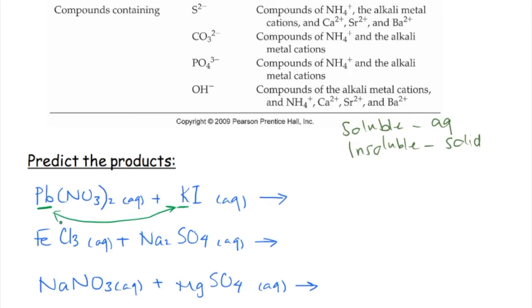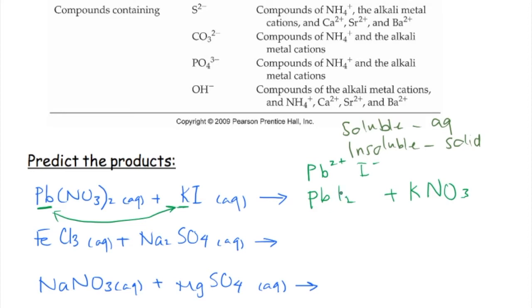So Pb is going to go with I. Pb is usually 2 plus, and I is 1 minus. So we're going to crisscross and come up with PbI2. And we don't know if it is solid or aqueous. We're going to leave it like this for now, and we're going to write down the second product. So the NO3 is going to go with the K. So potassium nitrate. K is plus 1, NO3 is minus 1, so you crisscross 1, 1. Now let's verify whether these compounds are insoluble or soluble.